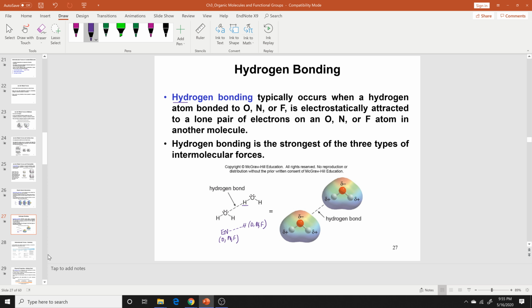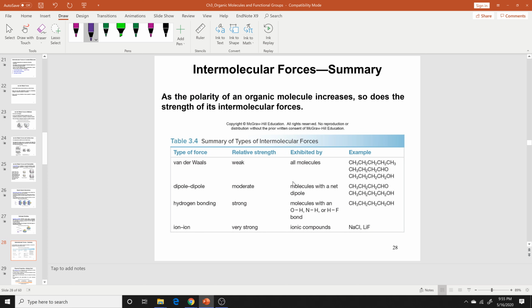Again, hydrogen bonding is not an actual bond. It is basically an interaction between a hydrogen that is connected to an electronegative element and an electronegative element in there. Hydrogen bonding is the strongest type of intermolecular forces. So as the polarity of the organic molecule increases, so does the strength of its intermolecular forces.